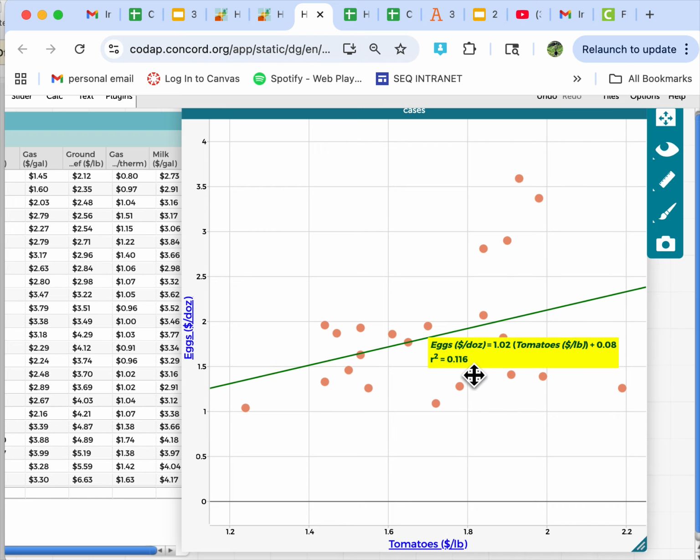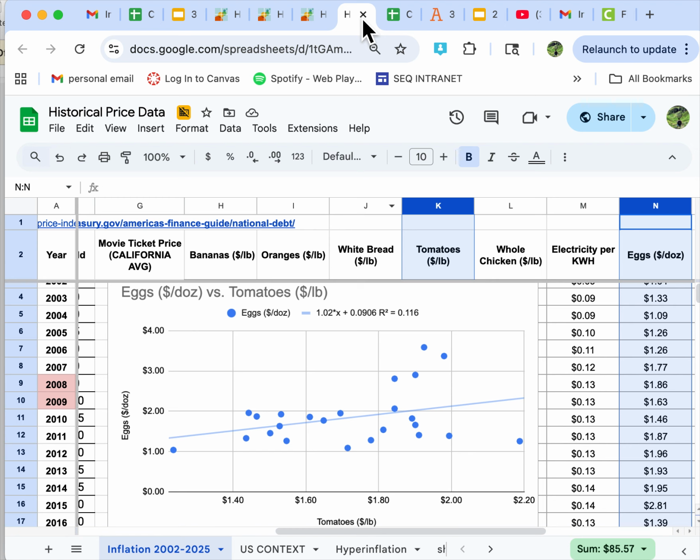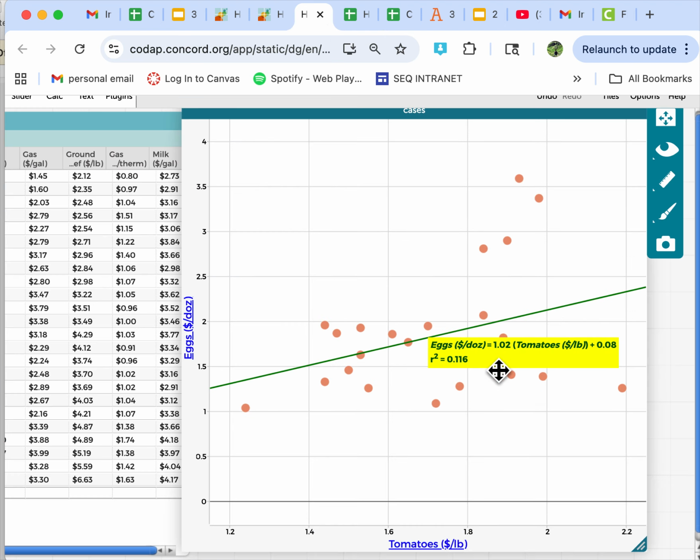So R squared is 0.116, same thing here. And my equation is actually this here. But instead of saying y and x, they actually write out what the variable is. So you can think of this as y equals 1.02x plus 0.08.